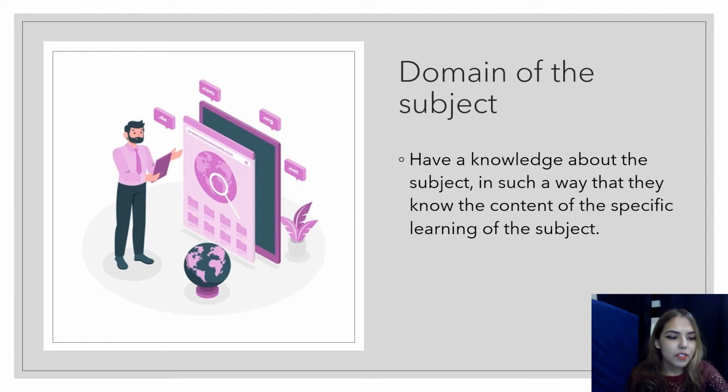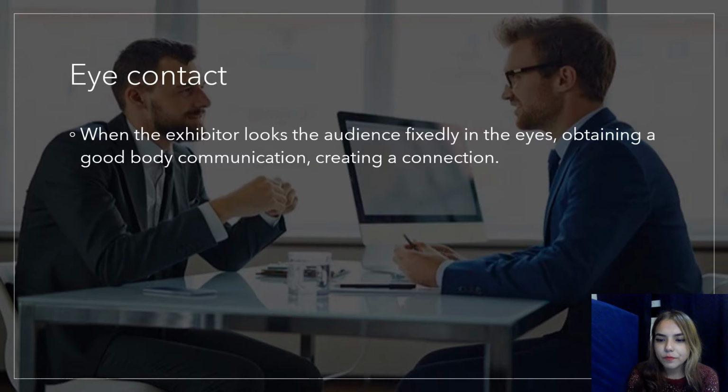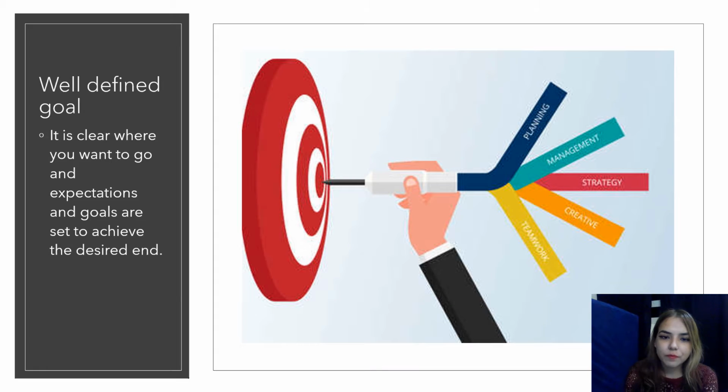The first graphic element to be used in the presentation is the name of the subject. Have knowledge about the subject in such a way that they know the content of the specific learning of the subject. Eye contact, when the exhibitor looks at the audience fixedly in the eyes, obtaining a good body communication, creating a connection. Well defined goal, it is clear where you're going to go, and expectations and goals are set to achieve the desired end.